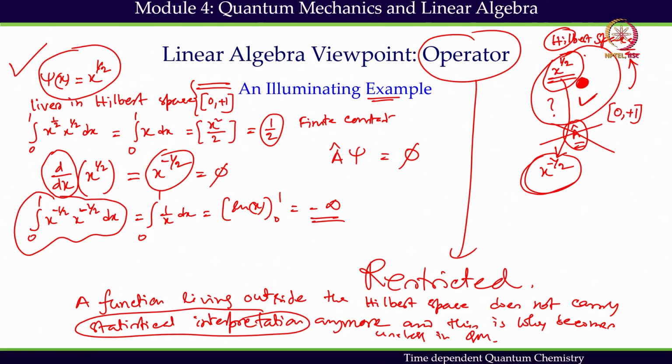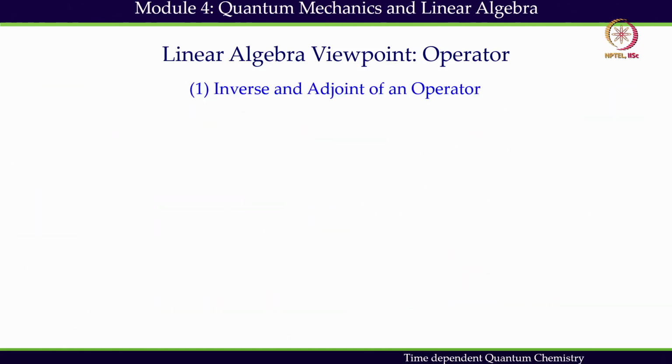So, that is why the wave function has to live in the Hilbert space, and if an operator acting on that wave function takes it out of the Hilbert space, then that is also a problem. Then we have lost the interpretation of quantum mechanics again. So, everything has to be in the Hilbert space, and that is why operator space needs to be restricted. We cannot use just any operator in quantum mechanics. So, let us find out what kind of operators we can use and what operations on operators we can think of from the linear algebra viewpoint.